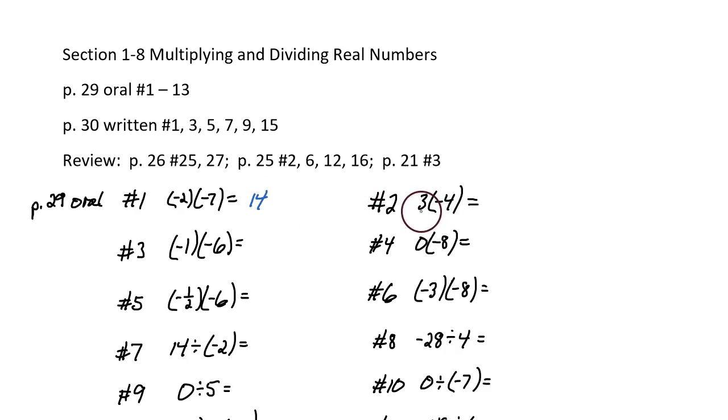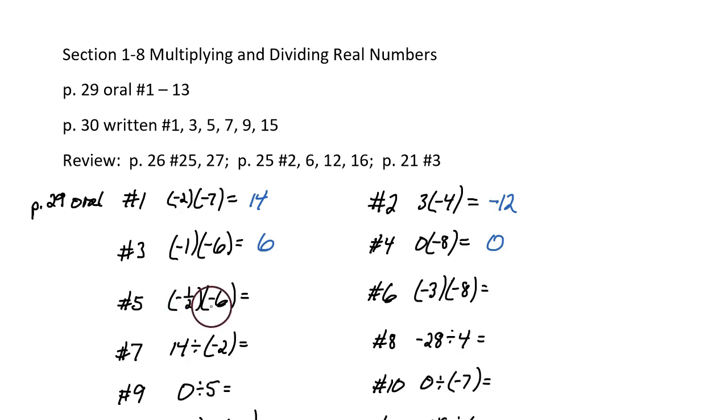Number 2, +3 times -4. Positive times negative makes negative. 3 times 4 is 12. Number 3, a negative times a negative is positive. 6. Number 4, when multiplying by 0, the answer is 0.